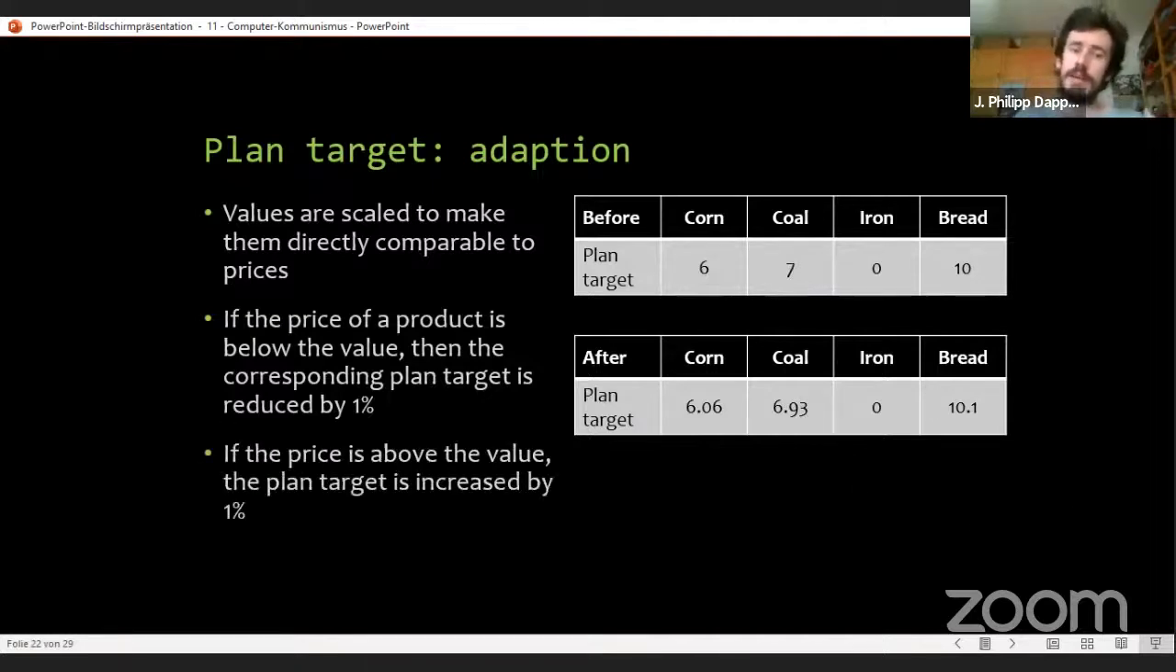But if the price is above the value, then the plan target is increased by 1%. Because if people are willing to pay a very high price for something, it shows that they have significant need for this. They're willing to pay quite a lot for it. So it justifies increasing production of this kind of product. And this is what in this case you see with corn and bread, right? So the price for these products was above their values. So the next plan target gets increased by 1% in both cases.